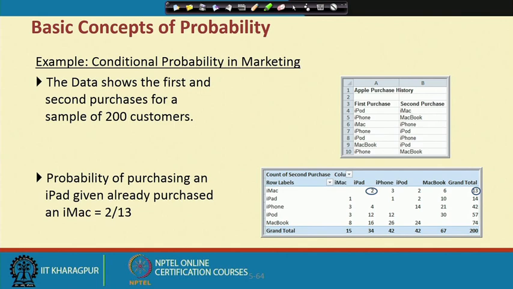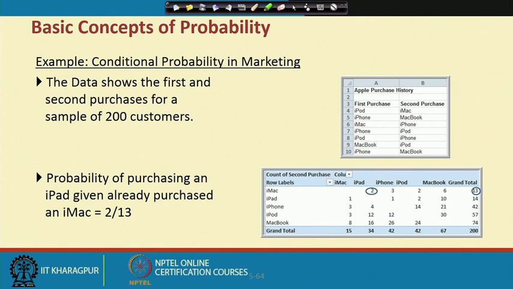This is conditional probability. There is a concept called conditional probability, and we frequently use it in most fields like operations, finance and marketing. So, I am giving a marketing example here: first purchase and second purchase, with respect to iPod, iPhone, iMac, all these things. We would like to check the probability of purchasing an iPad given that an iMac has already been purchased. With these particular structures you may be in a position to calculate it, right.